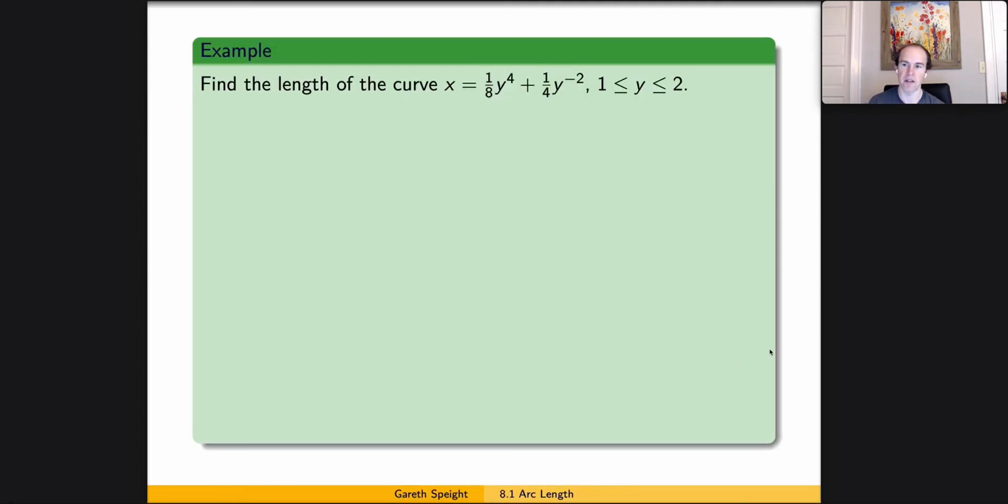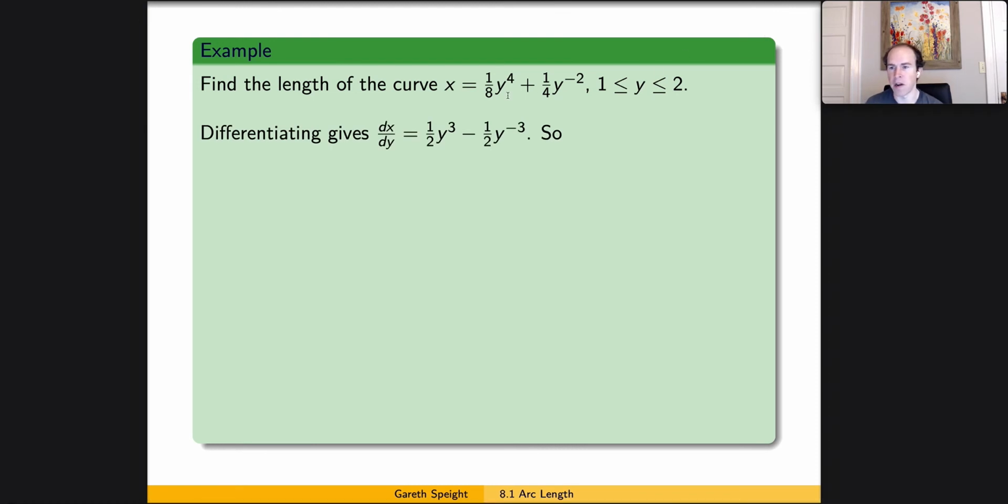Okay, for example, here's a curve. x is 1 over 8 y to the 4 plus 1 over 4 y to the minus 2, and y is running between 1 and 2. And this example is also going to highlight an algebraic step that's kind of useful, but only works in very special cases, but it's good to be aware of. So x is in terms of y. We want to find dx over dy. We just differentiate with respect to y. That's a half y cubed.